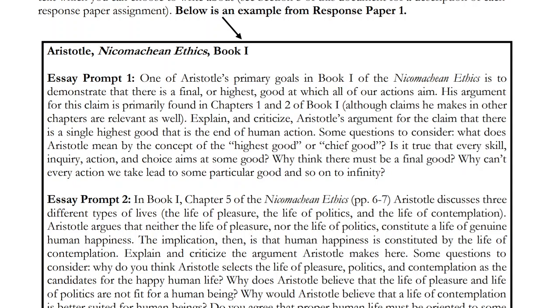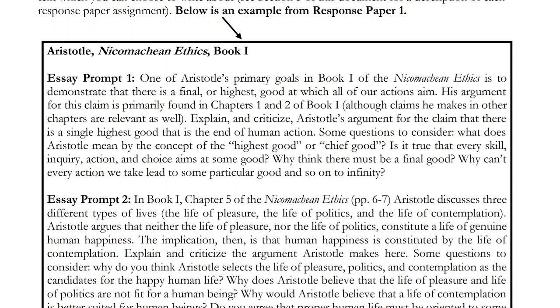So 1 would say, one of Aristotle's primary goals in Book 1 of the Nicomachean Ethics is to demonstrate that there is a final or highest good at which all of our actions aim. His argument for this claim is primarily found in chapters 1 and 2 of Book 1, although claims he makes in other chapters are relevant as well. Explain and criticize Aristotle's argument for the claim that there is a single highest good, that is the end of human action.